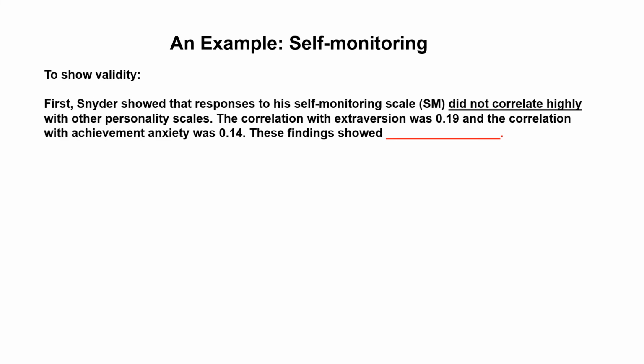To show validity, he first showed that the responses to the self-monitoring scale did not correlate with other personality scales. What he wanted to show is he wasn't just measuring personality. He was measuring the specific thing. He wasn't measuring personality in general. The correlation with extroversion was 0.19 and the correlation with achievement anxiety was 0.14. So he showed that they were different. What did this show? What type of validity is this?